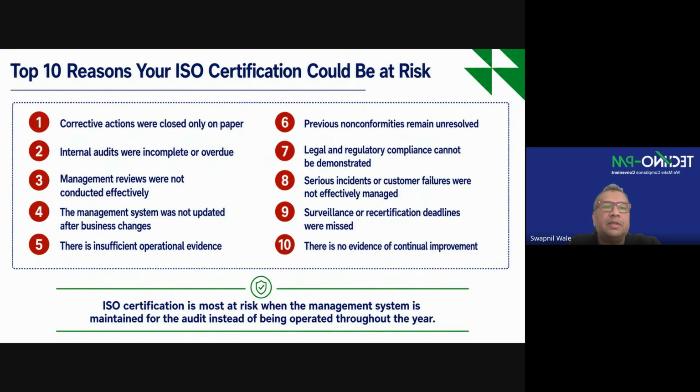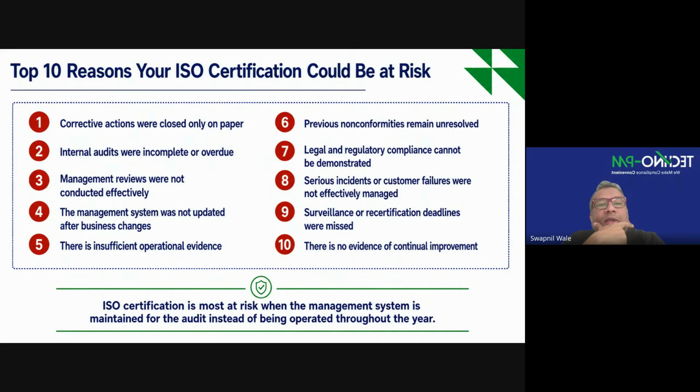The second point is where we look, internal audits were incomplete or overdue. This is very normal because all the businesses have pressures, all the businesses have timelines, there are resource constraints. So sometimes they decide not to do the internal audit. This can be a very big problem when it comes to auditors looking at the effectiveness of your management system.